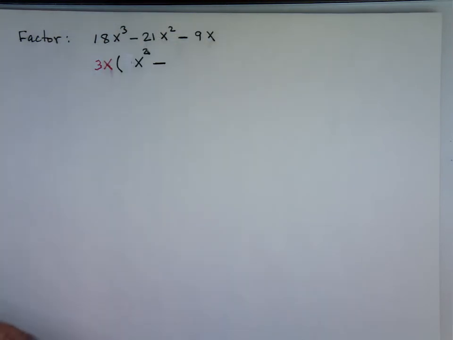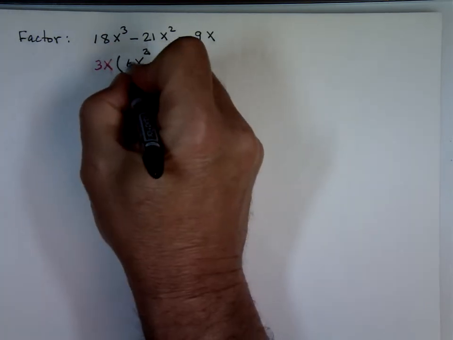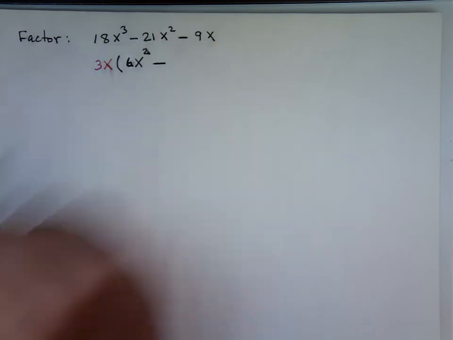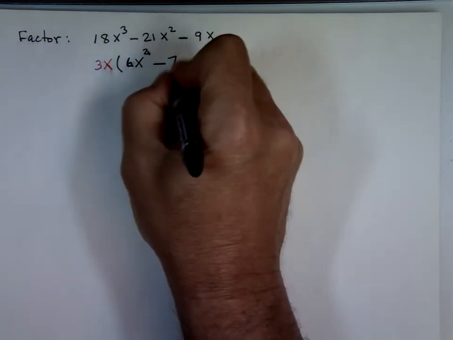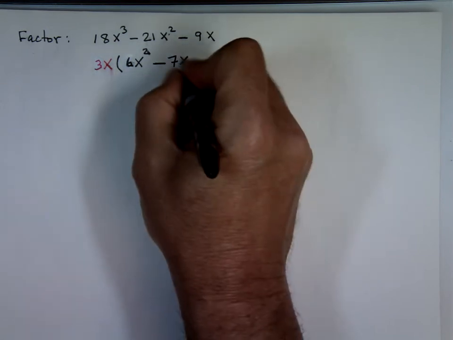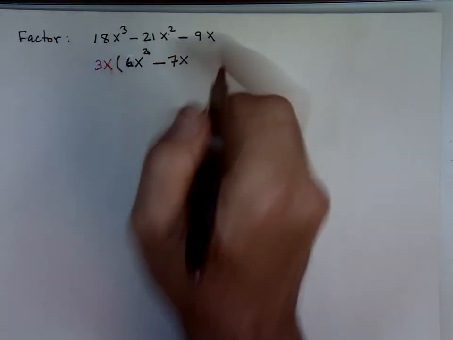18 divided by 3 is what? 6 here. Minus 21 divided by 3, which is what? 7. 2 x's, you have 1 outside. There's still 1 on the inside. And 9 divided by 3 is a 3, and I took the x out.